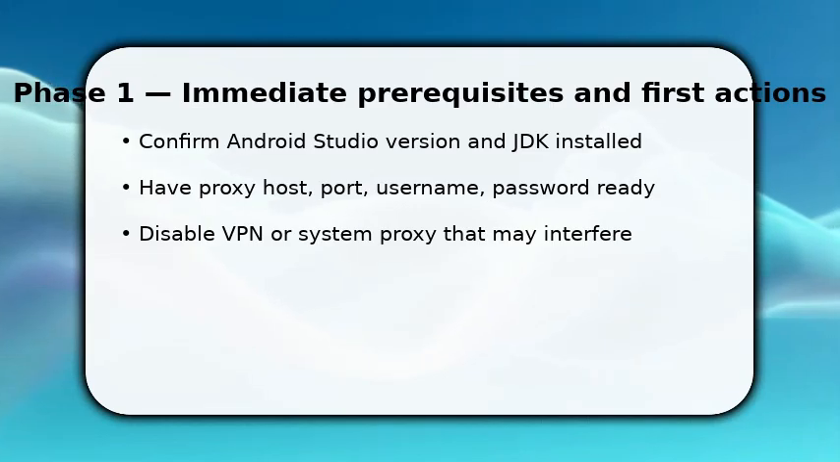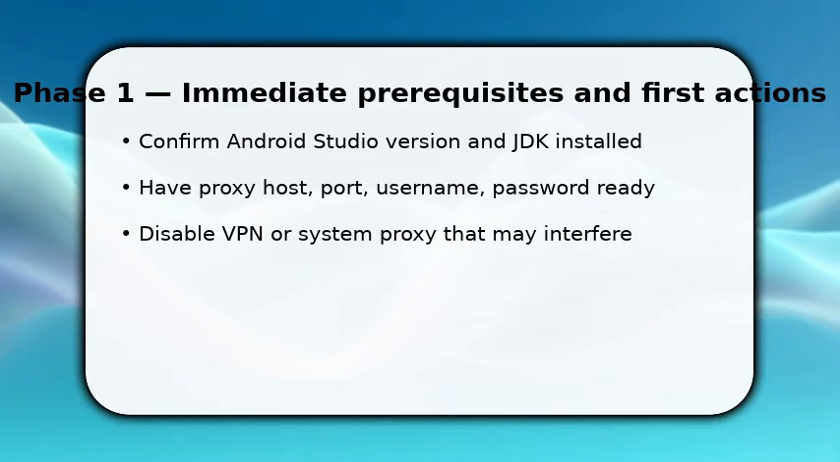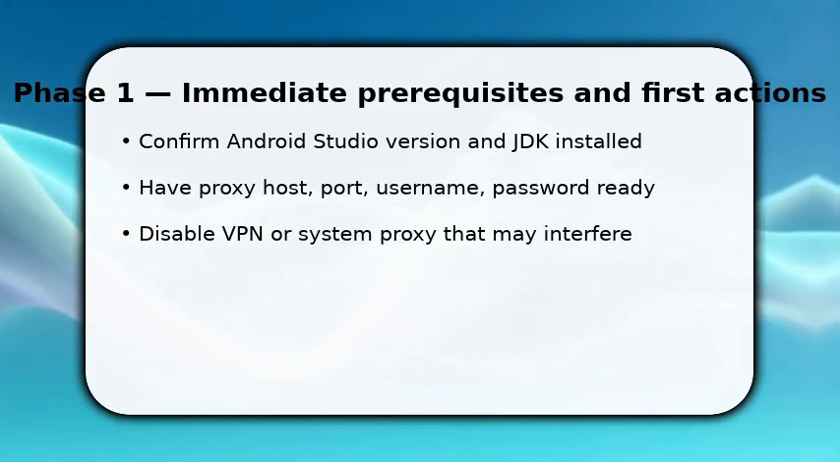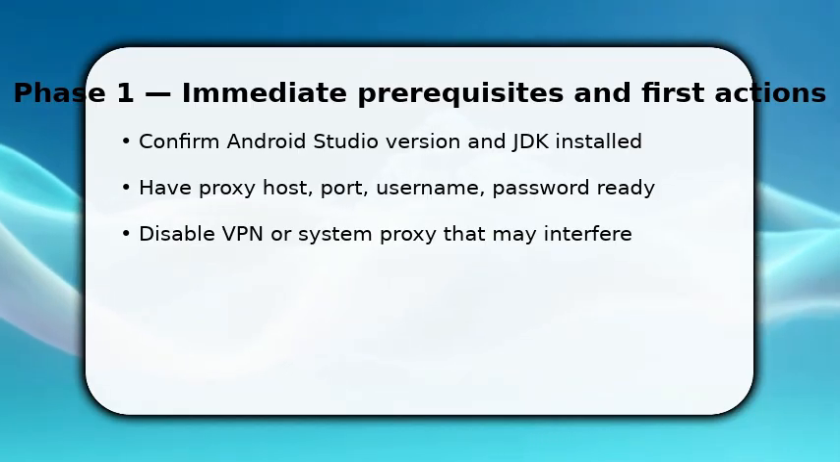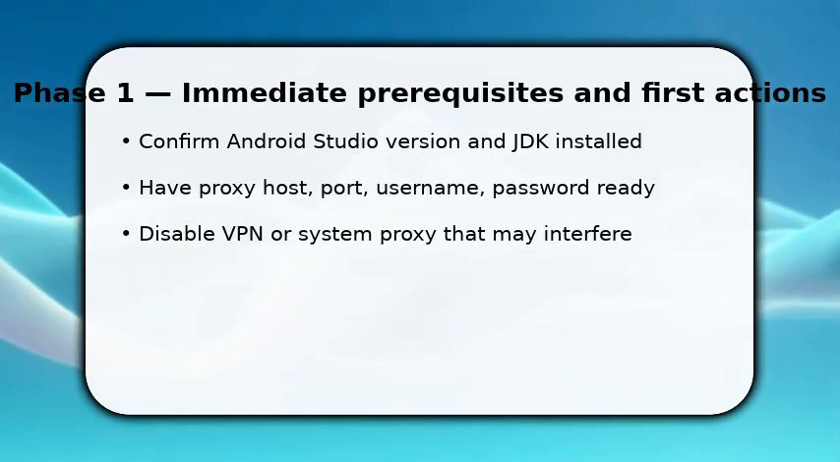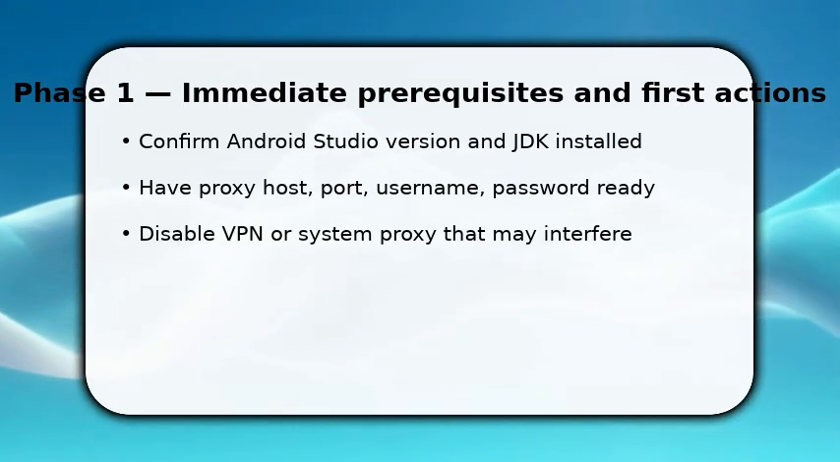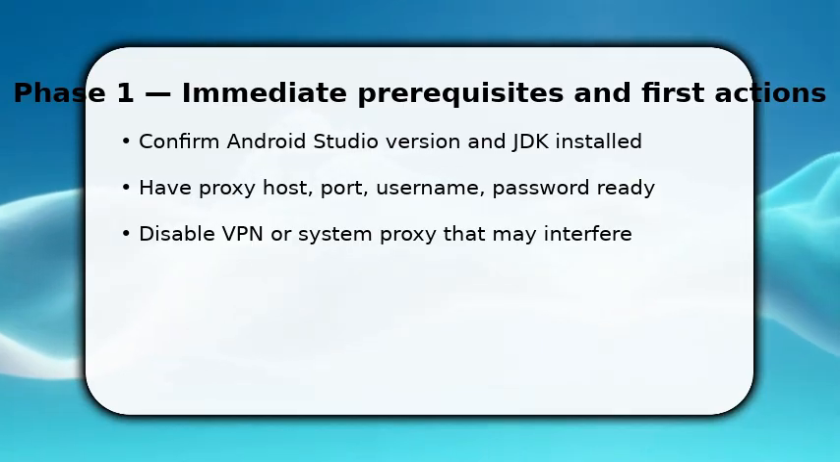Enjoy the video. You begin by making sure Android Studio is closed, then locate your proxy credentials. You need host, port, and any username or password. Open Android Studio and go to File Settings or Android Studio Preferences on macOS. Once there, navigate directly to Appearance and Behavior, System Settings, HTTP Proxy.